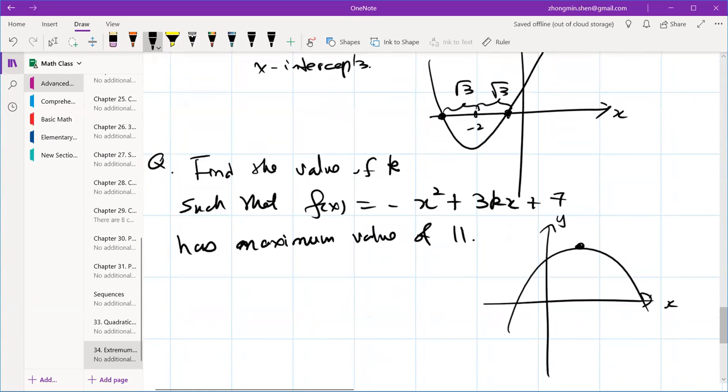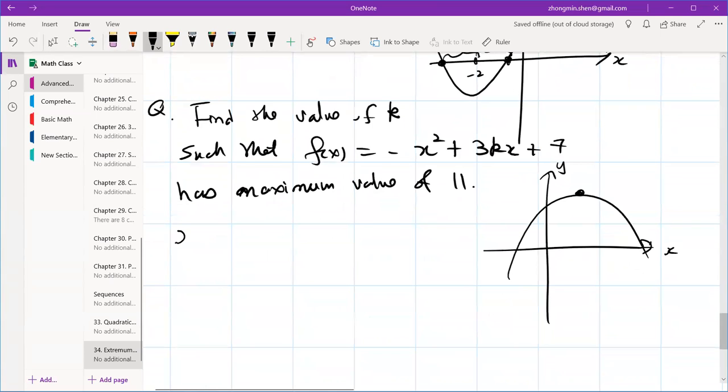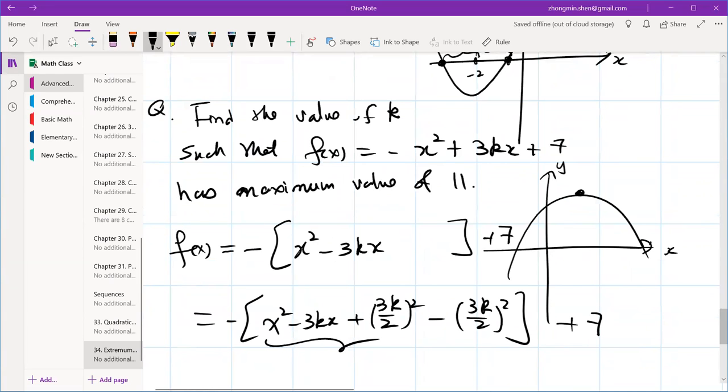Okay. So what I'm going to do, I'm going to express it in the standard form. So f of x equals negative x squared minus 3kx. I can put 7 outside. Okay. Then I have to add a half of this, 3k over 2, minus (3k over 2) squared in order to make the square.